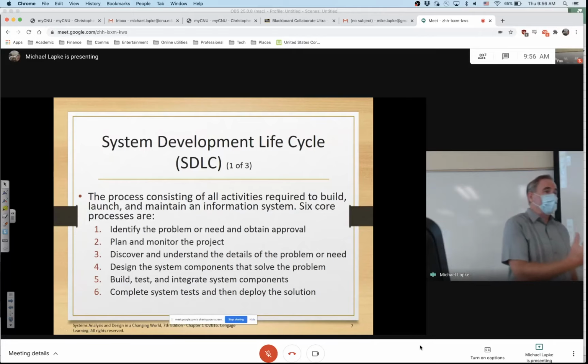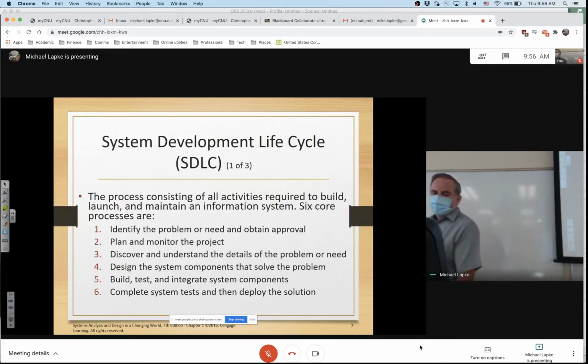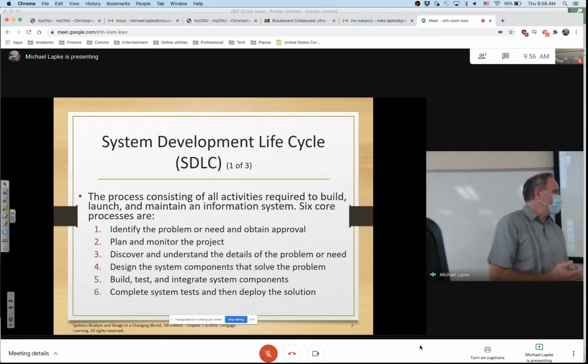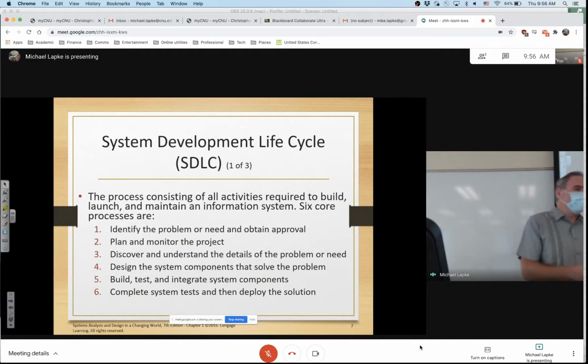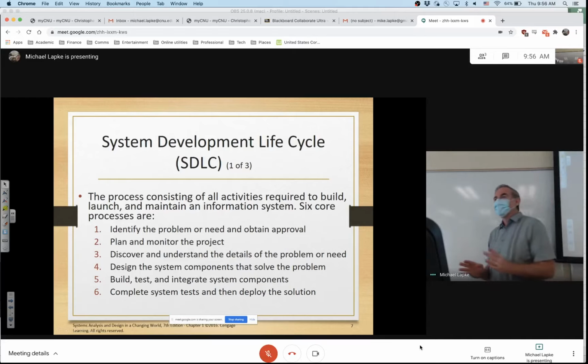So 1 and 2 are planning. 3 is analysis. 4, very clearly, as it says, is design. System components to solve the problem. 5, build, test, and integrate. This is also called implementation. And number 6, complete system tests and then deploy the solution. So 5 and 6 would be combined into this implementation phase. Now, what I find most interesting is that they've left out the longest phase. The text does not reference the longest phase at all. And the longest phase would be number 7, which is maintenance and security.